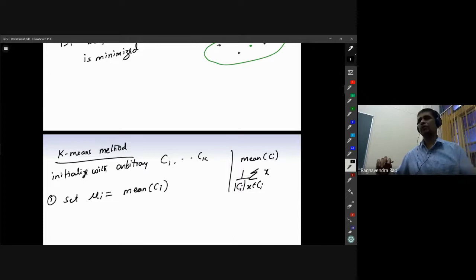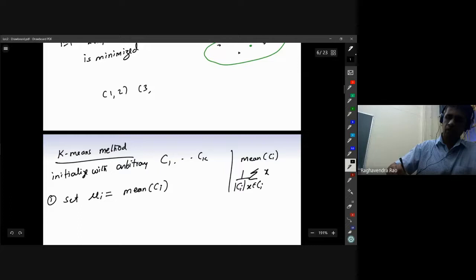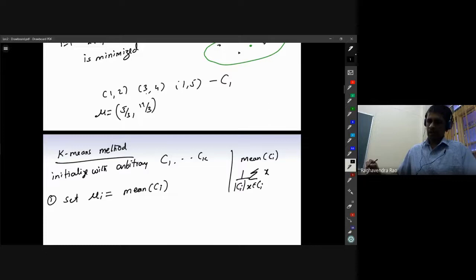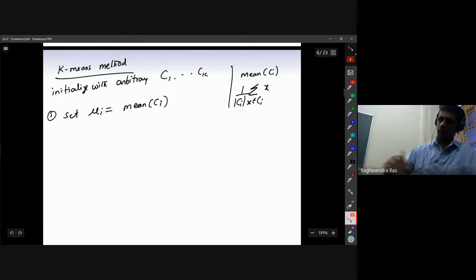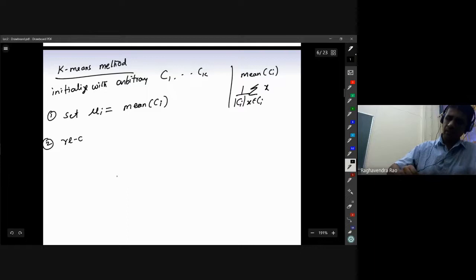So if the points are, say, (1,2), (3,4), (1,5) in C1, I take the average. 1 plus 3 plus 1 is 5, so 5 by 3. 2 plus 4 plus 5 is 11, so 11 by 3. This is going to be my mean. Now you take these, they're called centroids, the centroids of these points. Now what you do is you reallocate, readjust the clusters. For all points p, p goes to its nearest center.